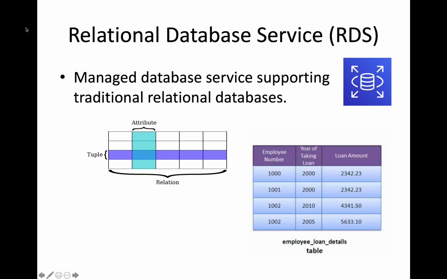The next service that we're going to take a look at is the Relational Database Service, otherwise known as RDS. RDS is a managed database service provided by AWS, and it supports a number of traditional relational databases. These are the types of databases that most people are familiar with, where you have a database that has one or more tables, and each table has one or more rows in it. And you can join sets of data together by joining rows within multiple tables.